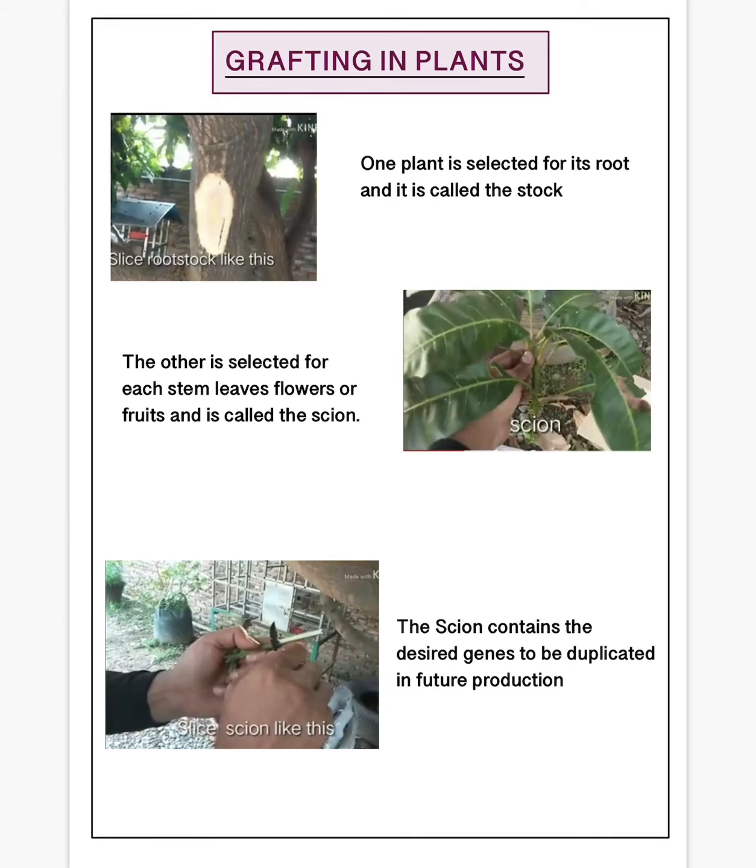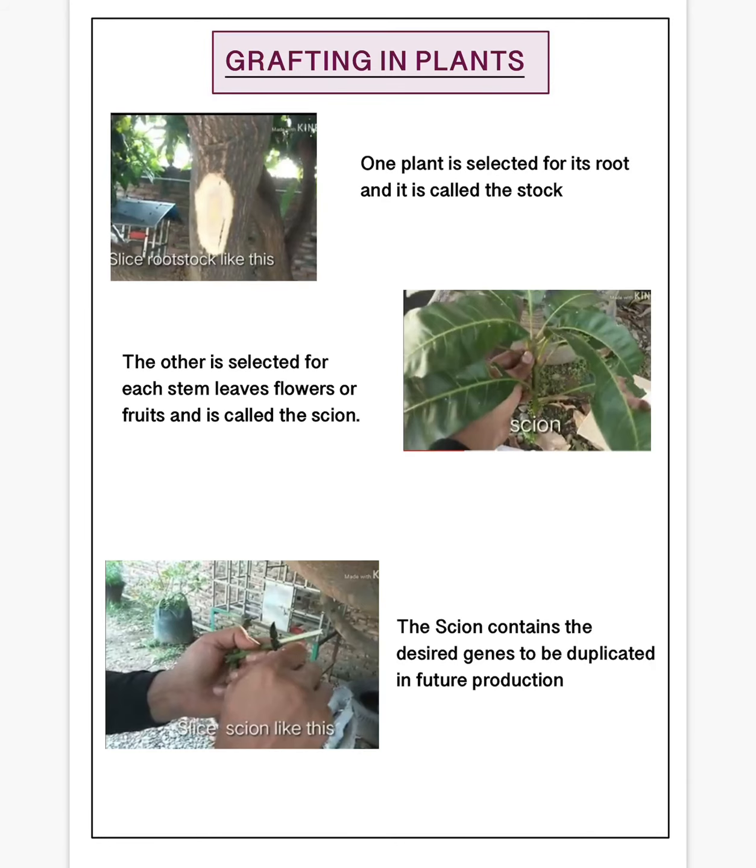The next subtopic is grafting in plants. In the previous chapter, we learned vegetative propagation, and the method we learned was layering in plants. I hope you have read and updated your notes. Now, the next method is called grafting in plants. Now, what is grafting in plants?